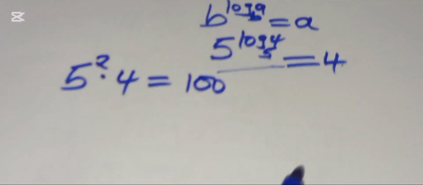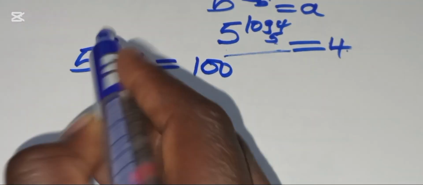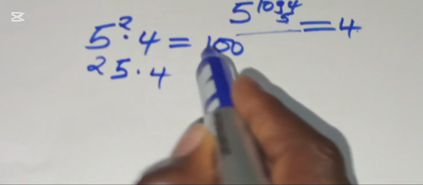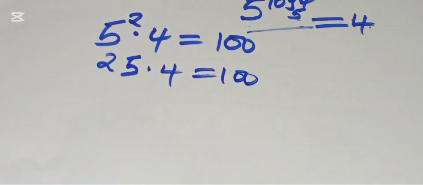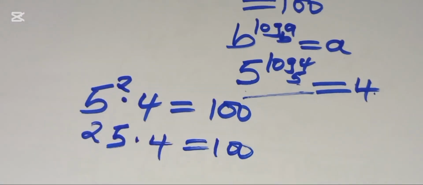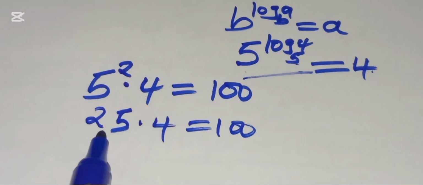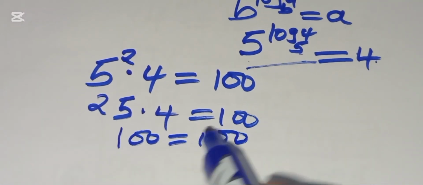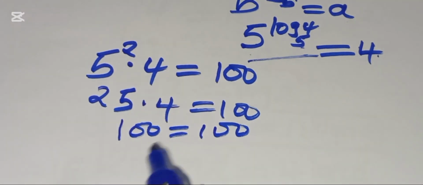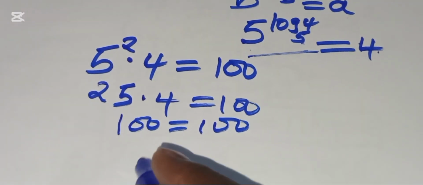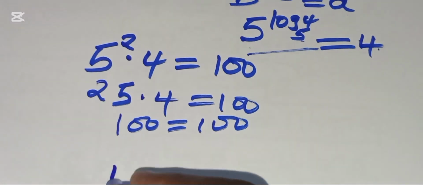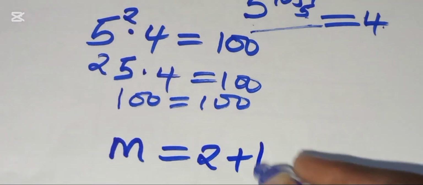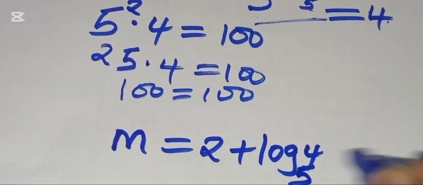Now as you can see, 5 raised to power 2 is 25, multiplied by 4. Now 25 times 4 is 100, which is equal to 100. Now this clearly shows that the value of m, which is equal to 2 plus log 4 to base 5, satisfies the equation.